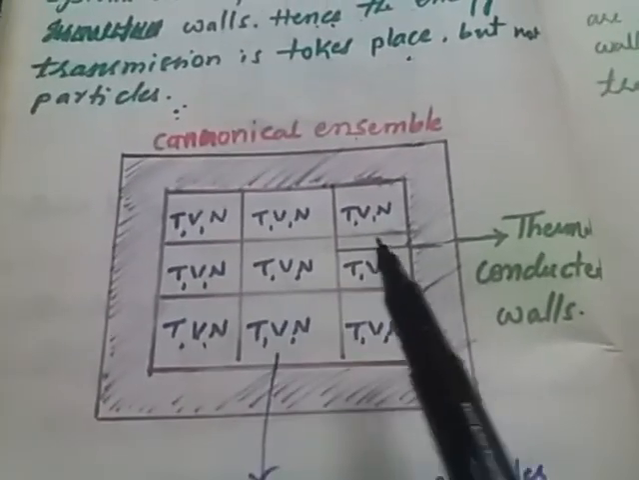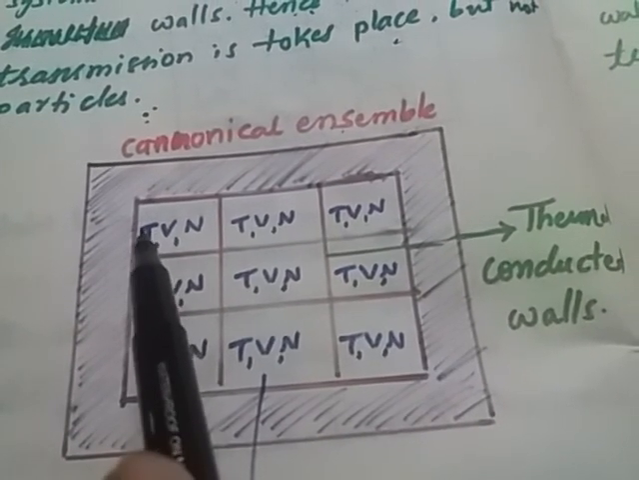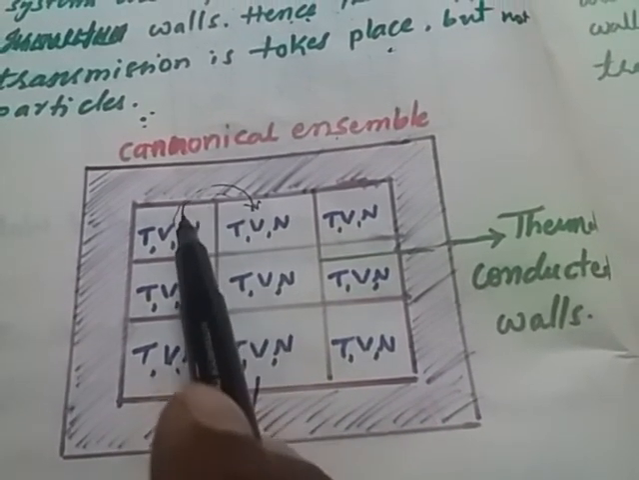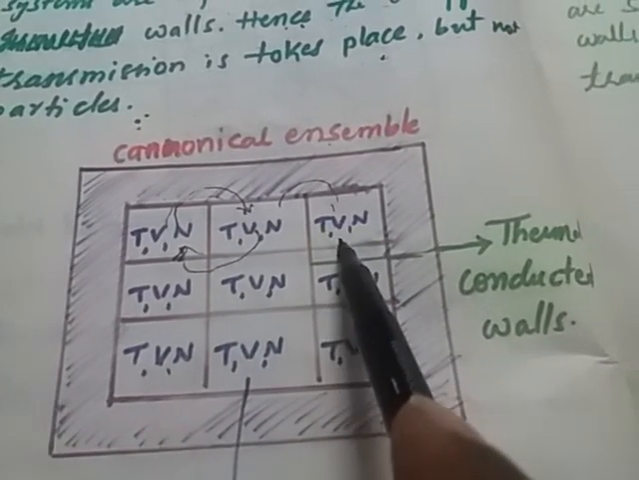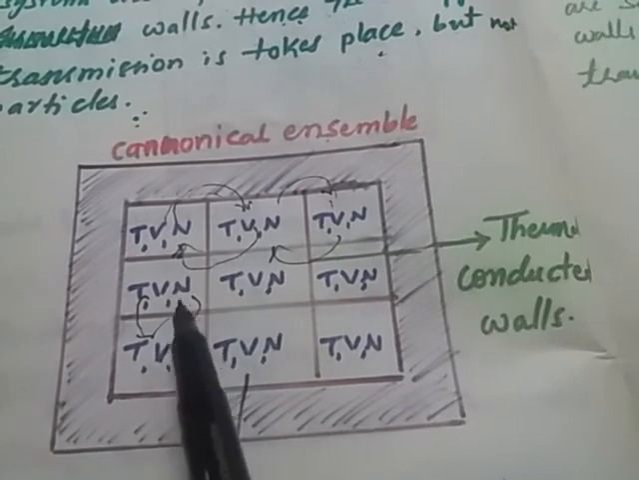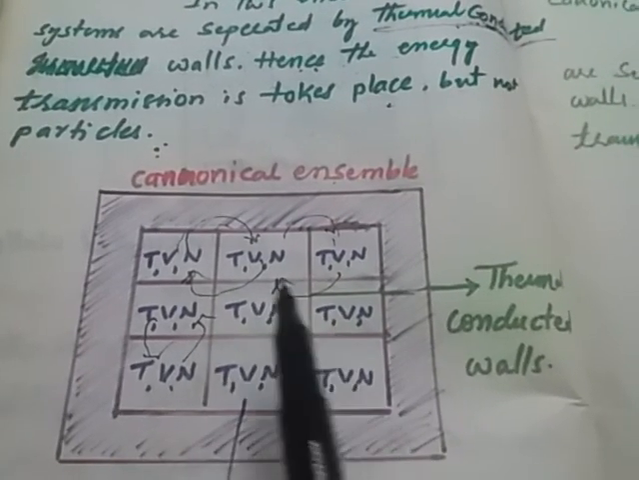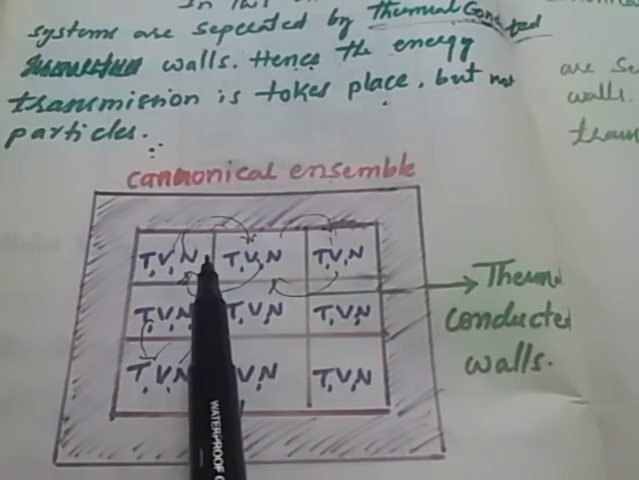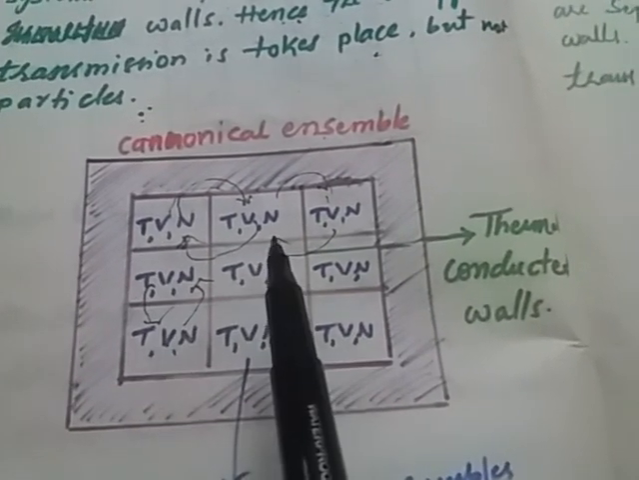So these thermal conducting walls are used so that the heat or thermal energy of the first system can be transferred into the second system, and the second system to the next, and so on. By using the canonical ensemble, only the energy is transmitted, but not the particles. The number of particles remains constant, and the volume of the system remains constant. Understood, students? So how is this energy transmitted from one system to another system?